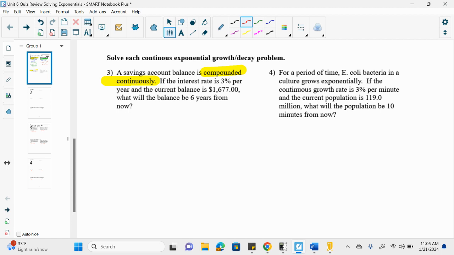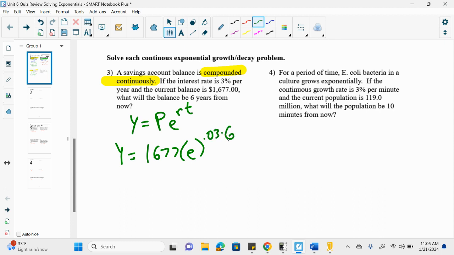Okay, so it says if the interest rate is 3% per year and the current balance is 1677, what will be the balance 6 years from now? Okay, so this is a compounded continuously problem. This is that formula y equals P e to the rt power. We see that phrase compounded continuously, we think PERT, P e to the rt power. So y equals our principal, P is 1677 times e, you don't need to put parentheses there, and then to the rt power, so to the 0.03 times t, t is 6.